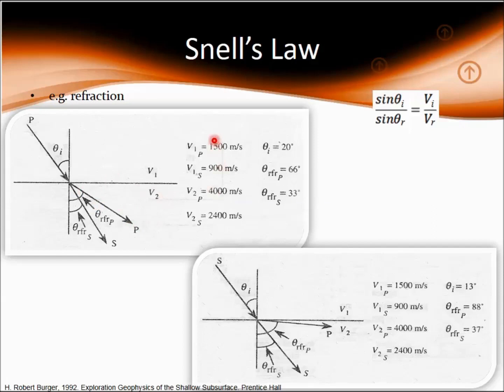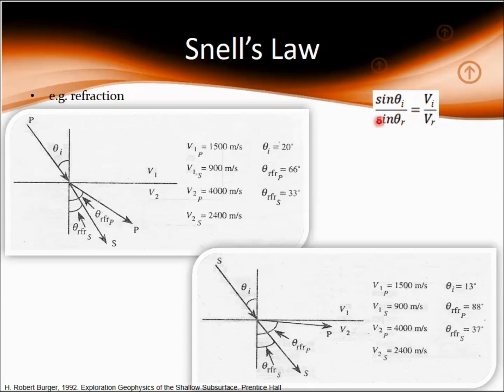So given that V1 of the P wave is 1500 meters per second, V2 of the P wave is 1400 meters per second, and V2 of the S wave is 2400 meters per second. Now our purpose is to identify the angle of refraction of the P wave and the S wave. So we need to consider that we still don't have this kind of information yet. So by using Snell's law, we're going to insert all the given information to identify the unknowns.